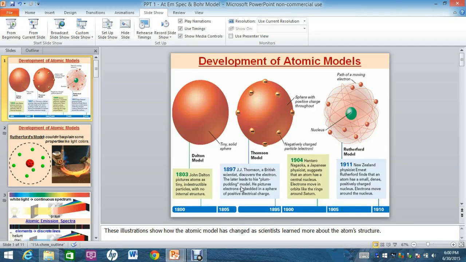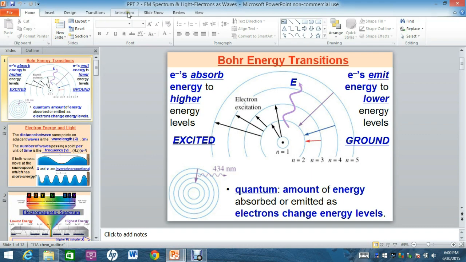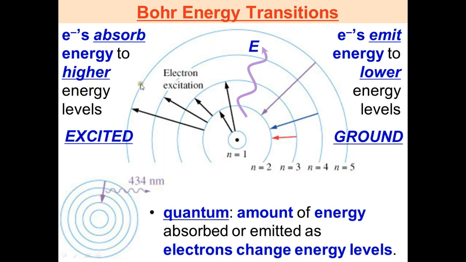And so the next PowerPoint is all about the electromagnetic spectrum. And so like we talked about in the last PowerPoint, as energy is absorbed, electrons move from low to higher energy levels, and this is called the excited state, the upper levels. And the opposite is also true. If energy is released, so like this, it moves from high to low, and this is called the ground state. And then a quantum is the amount of energy absorbed or emitted as electrons change energy levels.